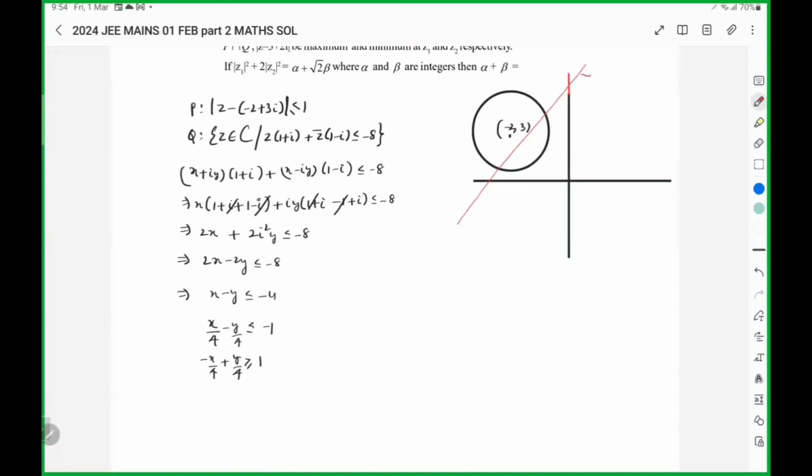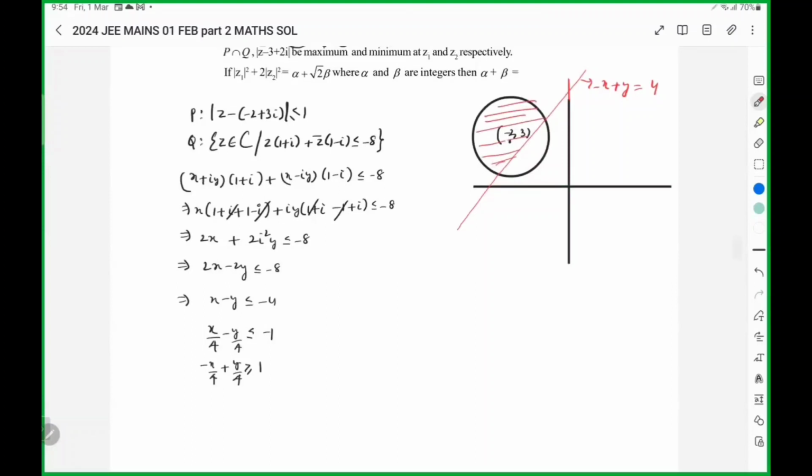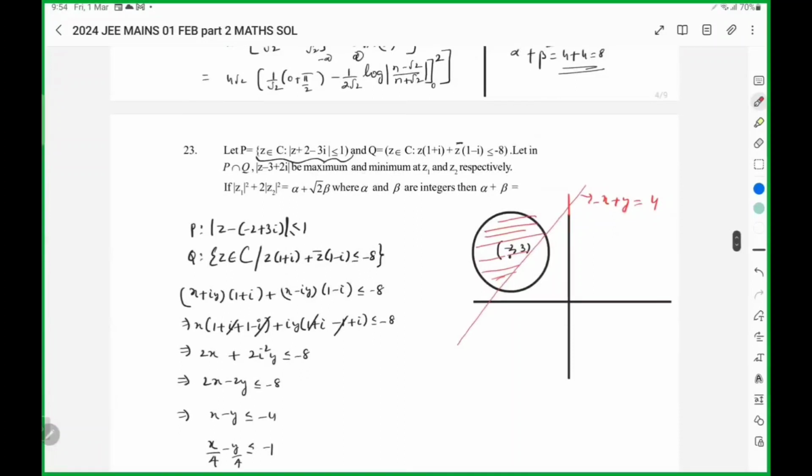And whose equation is x plus y is equal to 4. Greater than 1 means this region. So this is what the meaning of P and Q. P intersection Q means within the circle and above the line. This is the shaded region.